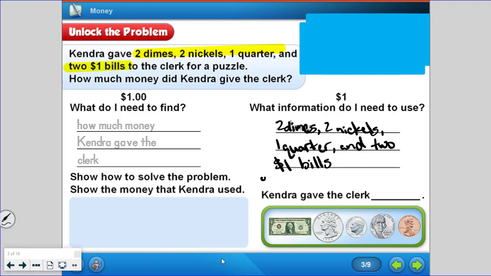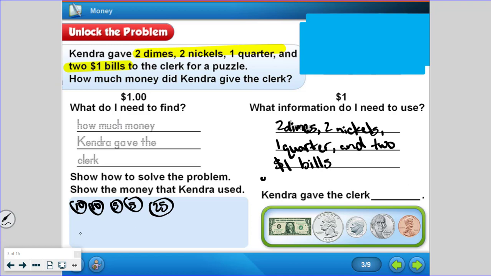Alright, and so here's where the acting it out part comes from. I'm going to act out what she did. Now I could use these coins, but I know you don't have a set of coins at home, so I'm going to draw the coins. We know dimes are 10 cents, so there's 2 dimes. We know that nickels are 5 cents, and there's 2 nickels, so 2 5s. And you should be drawing this in your blank space on your page. 1 quarter, a quarter is 25 cents, right?